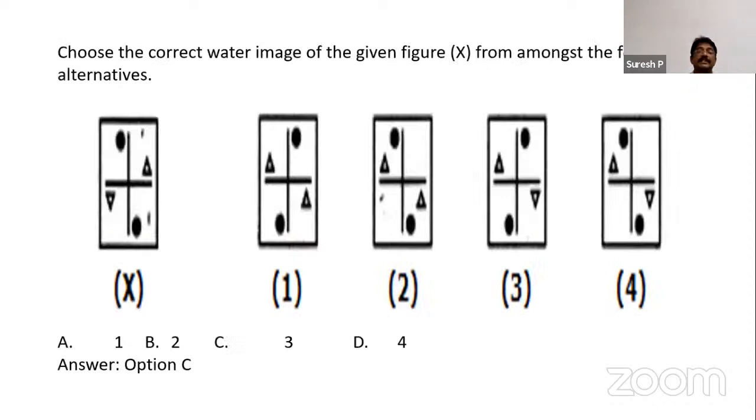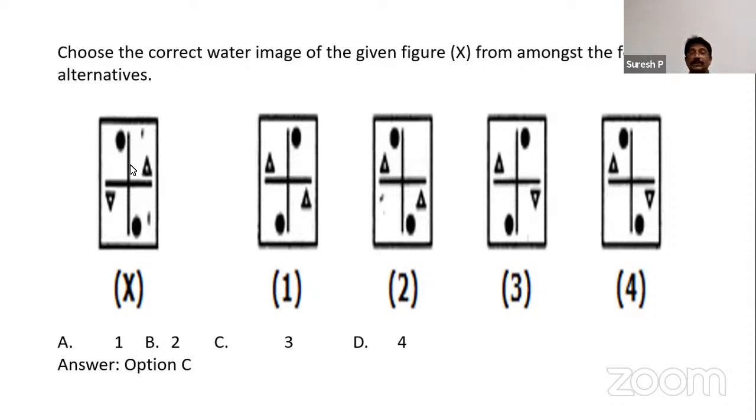Choose the correct water image of the given figure X from among the four alternatives. So here in the circle, these two dots, these two triangles, here one dot and one dot are there. Now verify it very carefully. Which option is correct? So it means interchange. It's a triangle, the circle will be there, no? It should come here, first one. And this should come here, correct?